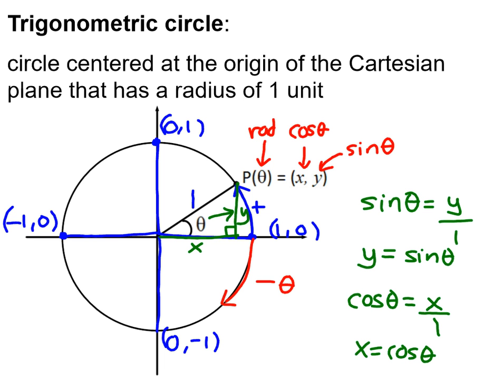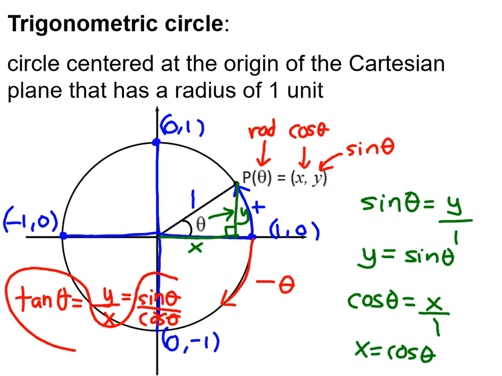Sometimes they're going to ask you to find tangent. So if you think about tangent of an angle, that is equal to opposite over adjacent. That's y over x. And we said that y is sine of theta and x is cosine of theta, so tangent is sine of theta over cosine of theta. So that's going to give us a definition for tangent also that we have to keep in mind.